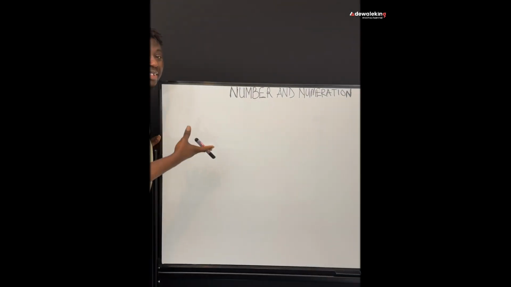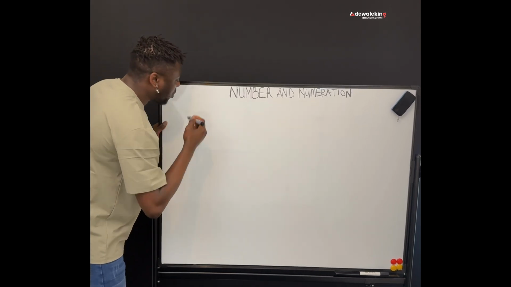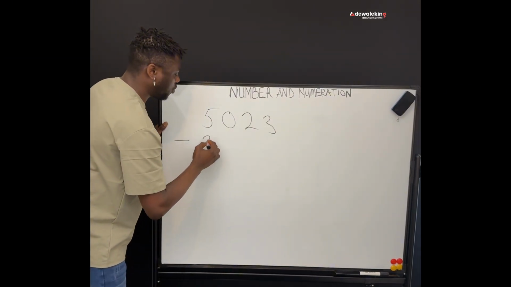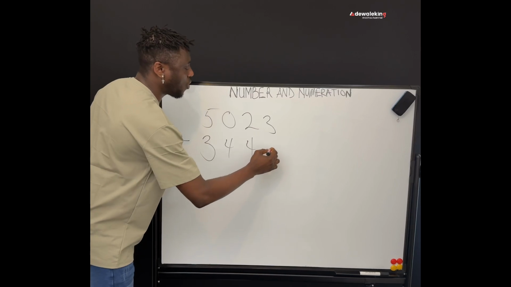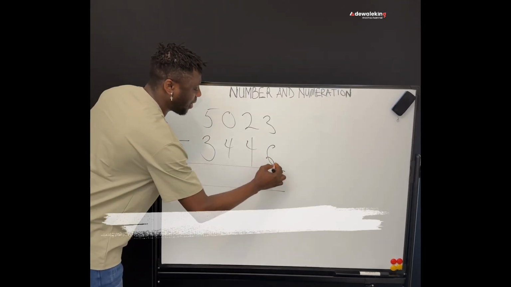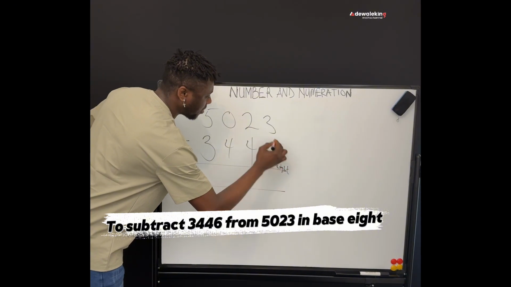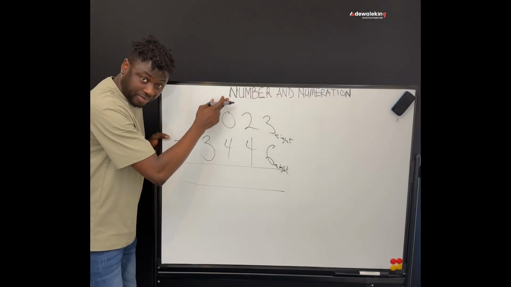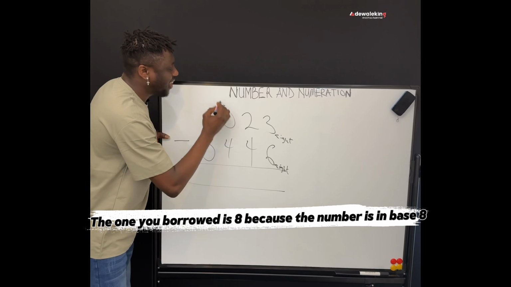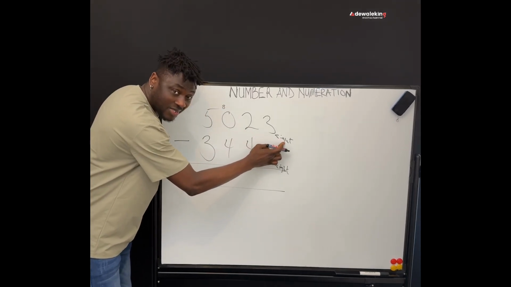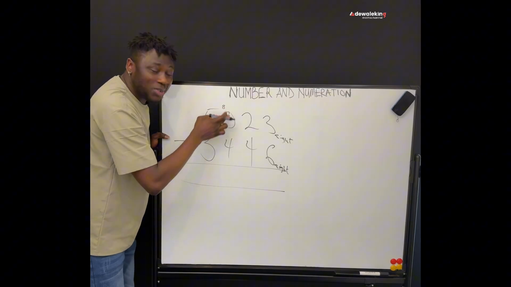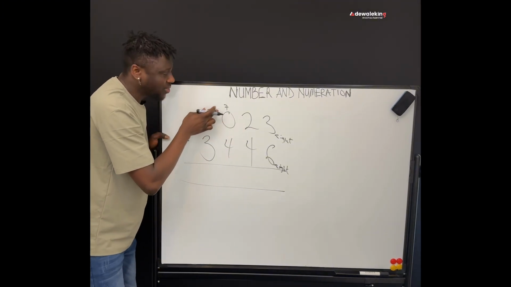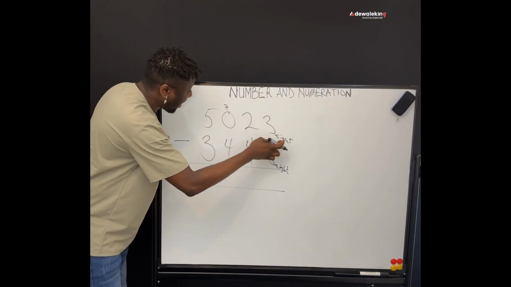Let's also do this in base 8 with the same number. 5023 minus 3446 in base 8 this time. Base 8. So we borrow 1 from here. The 1 you borrow is 8, this base. So 8 plus 0 is 8. You borrow 1 from 8, now it is 7. You put the 1 here, which is 8.